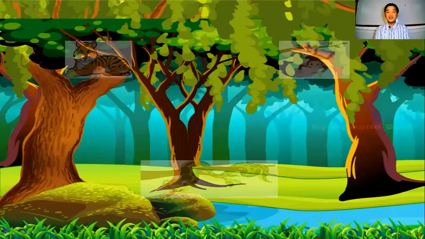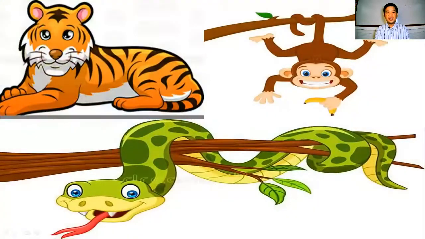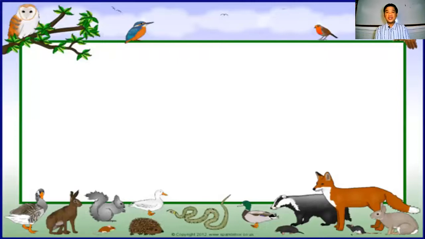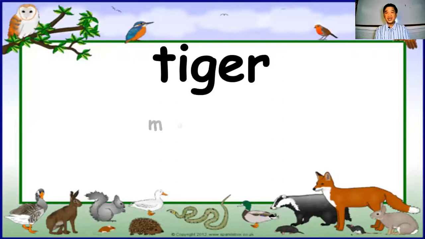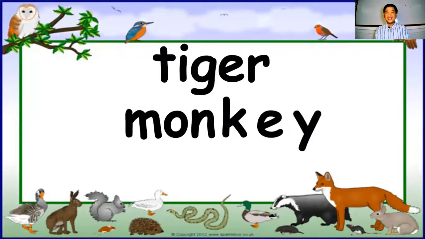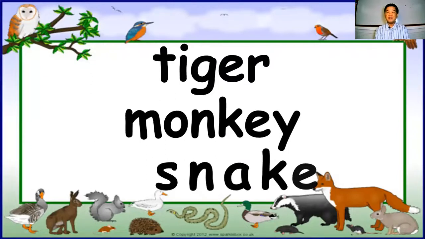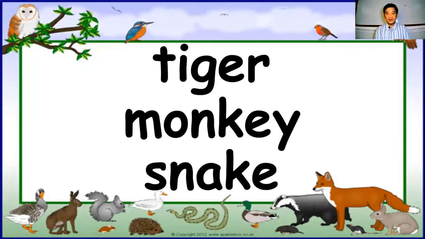All right. So again, these are the examples of the animals who can live in the forest. So what are those examples that live in the forest? Such as the tiger. We have also the monkey, and then we have also the snake. And then the forest is one of the habitats of the animals.